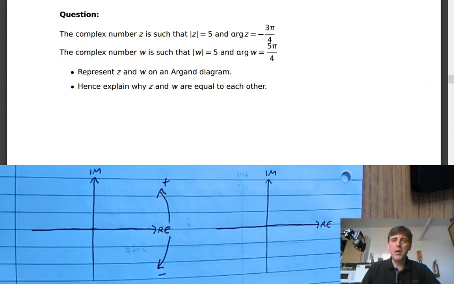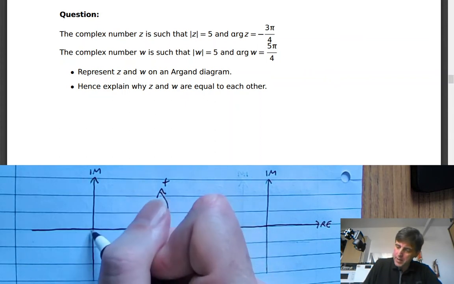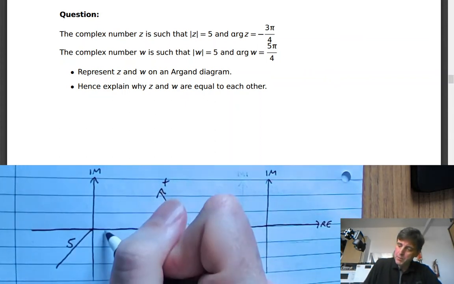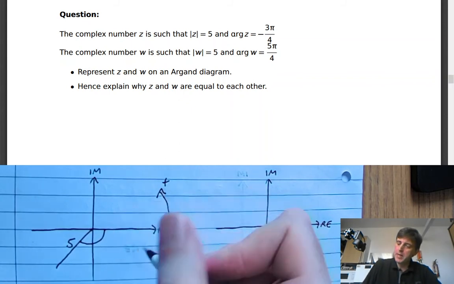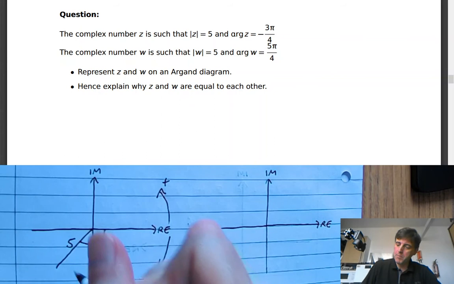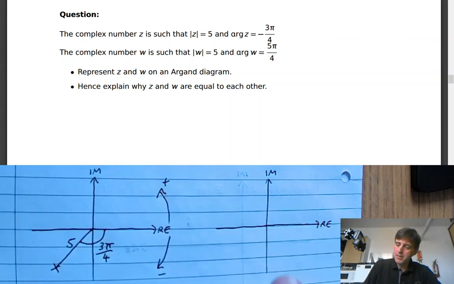But minus 3 pi over 4, well, I think that's going to take us over here somewhere. So we're going to go 5 units this way, and this angle here is going to be 3 pi over 4. That's what that means. So our complex number z is going to live over here somewhere. Okay, hopefully that makes sense.